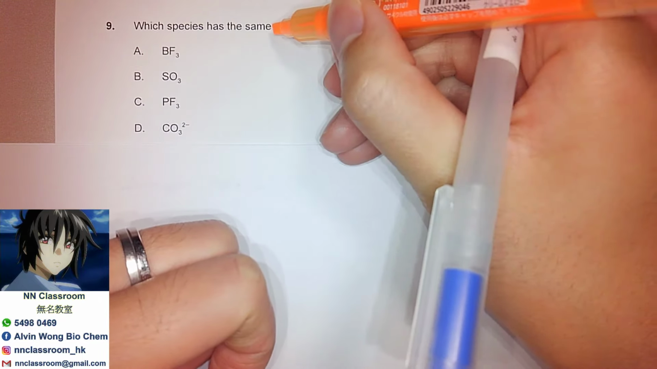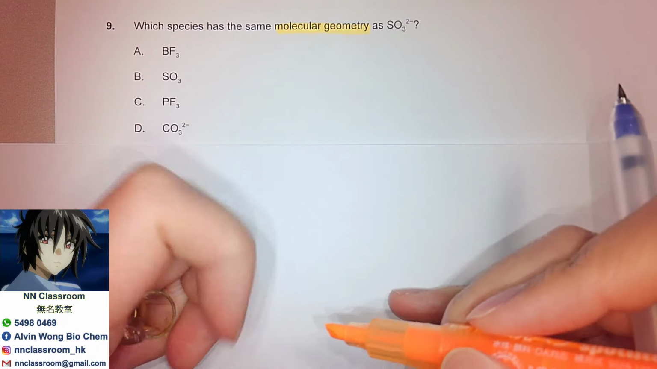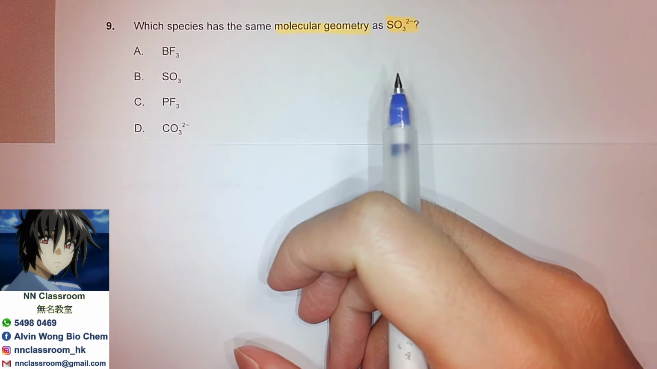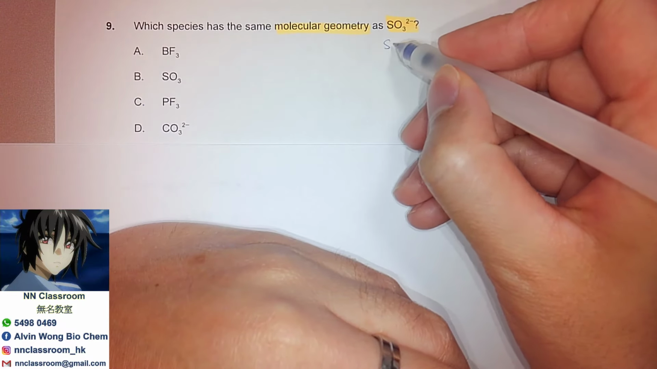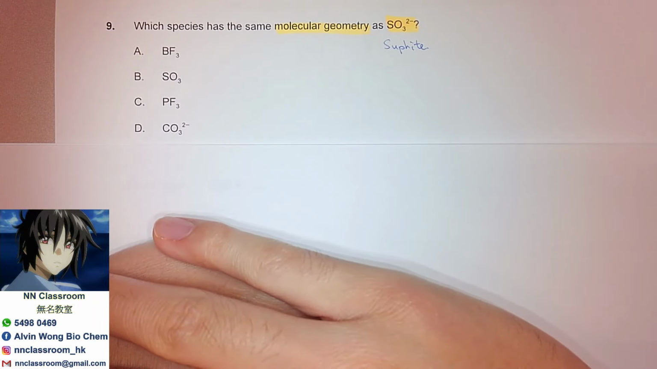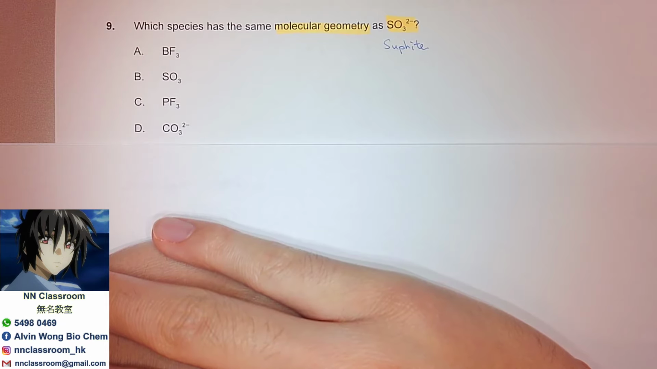So we are now looking for the same molecular geometry as our subject today, SO3 2-, what we call the sulfite ion, SUL-PHITE or SUL-FITE, right? So first of all, students must be able to know the molecular geometry of sulfite, and be able to know it for a species, molecule or ion.